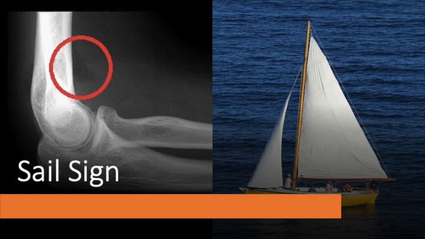If you look at this image, you see a triangular shaped shadow in the anterior part of the distal humerus, looking like a sail. That is a sail sign. Normally, a little amount of fat pad is seen in the anterior part, but a classical sail sign may be obvious in a supracondylar fracture.